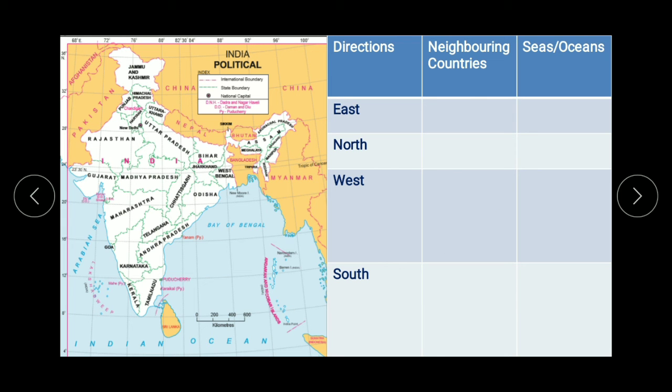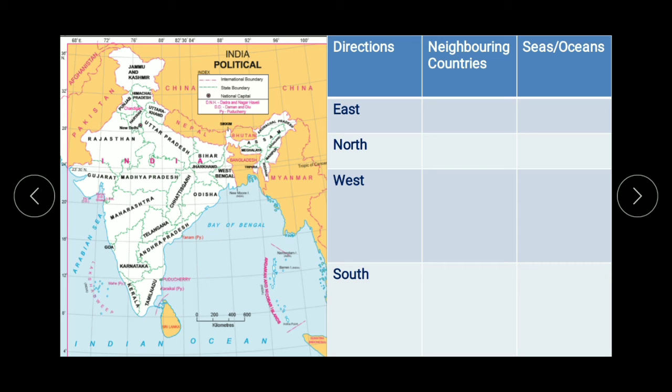identify the countries and water bodies around India, and complete the table in your notebook. So after this session, with the help of the textbook and by observing the political map of India, you have to complete the table.